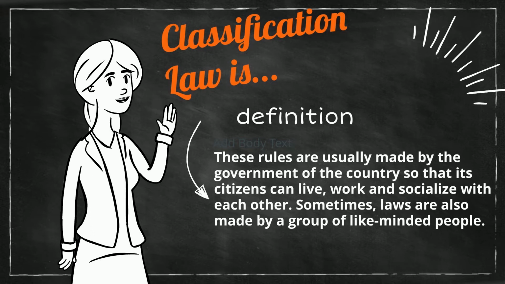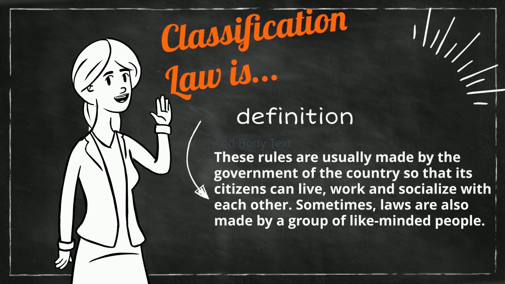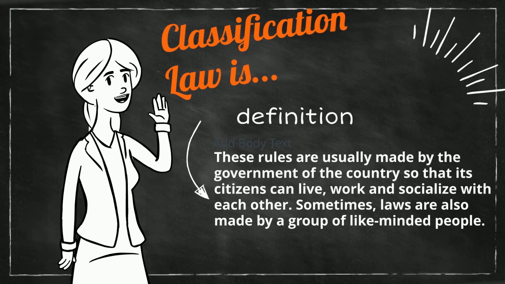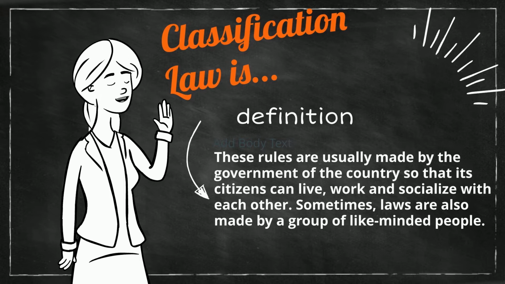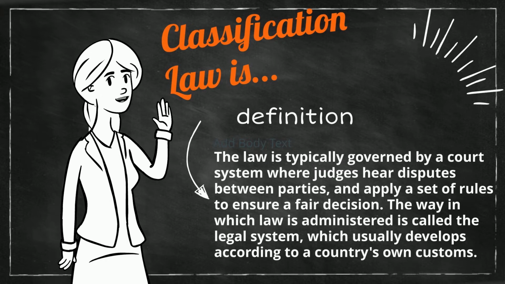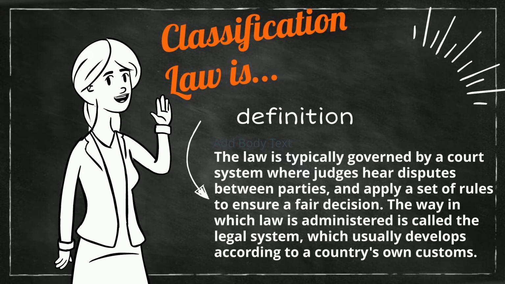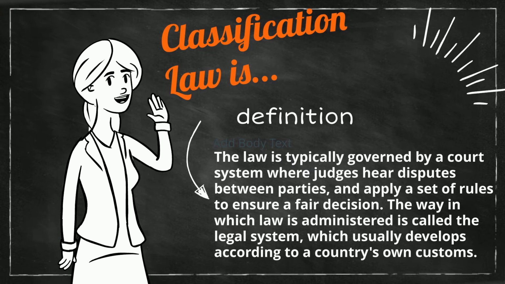These rules are usually made by the government of the country so that its citizens can live, work, and socialize with each other. Sometimes, laws are also made by a group of like-minded people. The law is typically governed by a court system where judges hear disputes between parties and apply a set of rules to ensure a fair decision. The way in which law is administered is called the legal system, which usually develops according to a country's own customs.